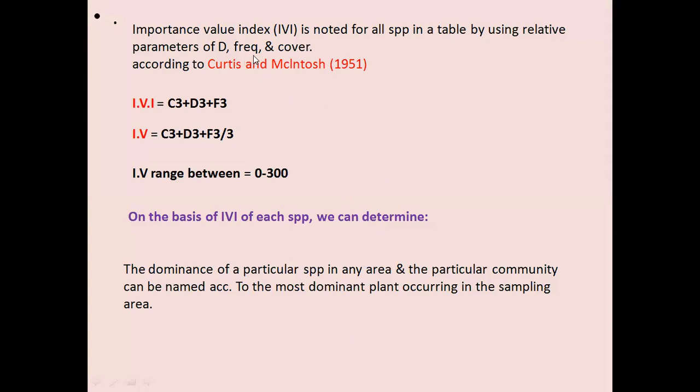Now the important value index is noted for all species in a table, by using the relative parameters of relative density, relative frequency, and relative cover. The important value index can be calculated by adding all these relative parameters, that is relative cover plus relative density plus relative frequency, and dividing by 3. After that, you will get the value of the important value index, and that ranges from 0 to 300. It mostly lies between these two numbers. On the basis of the important value of each species, we can determine the dominance of a particular species in an area.